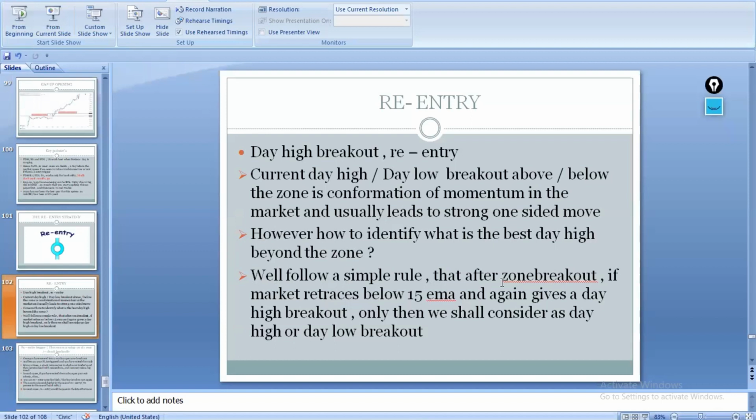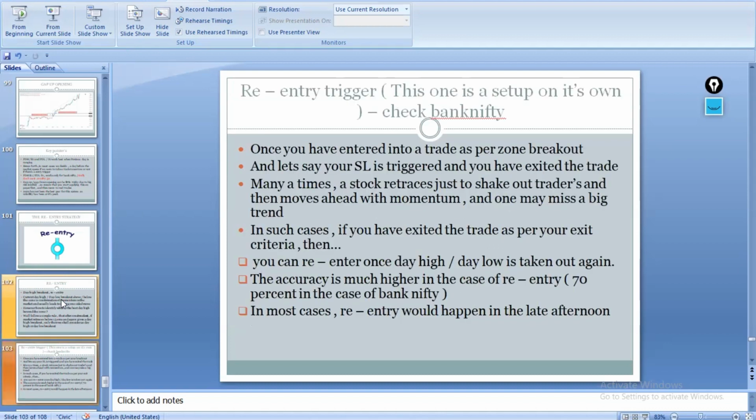We will follow a simple rule: after a zone breakout, if the market retraces below the 15 EMA, it simply means that the candle should close below the 15 EMA and again give a day high breakout. Only then shall we consider it a day high, day low breakout. I hope it is clear, right? This is very, very simple.